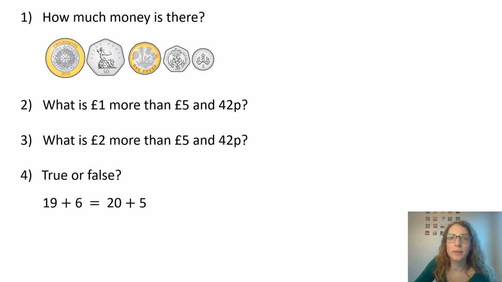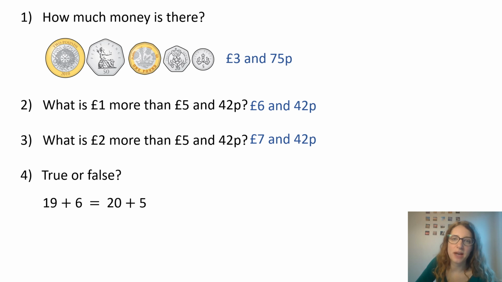Right, so number 1, how much money is there? Adding them all together, let's start with our biggest values. So we've got the £2 and the £1, giving us £3, and then 50, 70, 3.75. Okay, £1 more than 5.42 becomes £6.42. £2 more than 5.42 is £7.42.